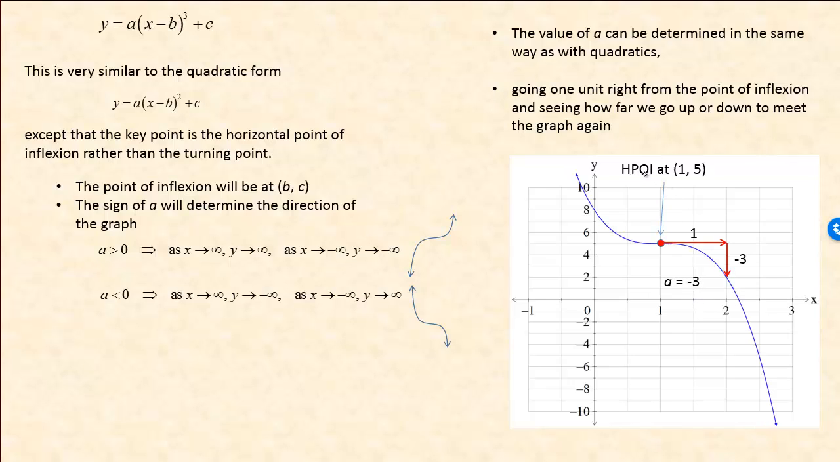Now with the horizontal point of inflection being at (1, 5), I can now say that this graph is the graph of y is negative 3, because a is negative 3, (x minus 1), because we can see the x-coordinate of the horizontal point of inflection is 1, add 5, because the y-coordinate of the HPOI is at 5.